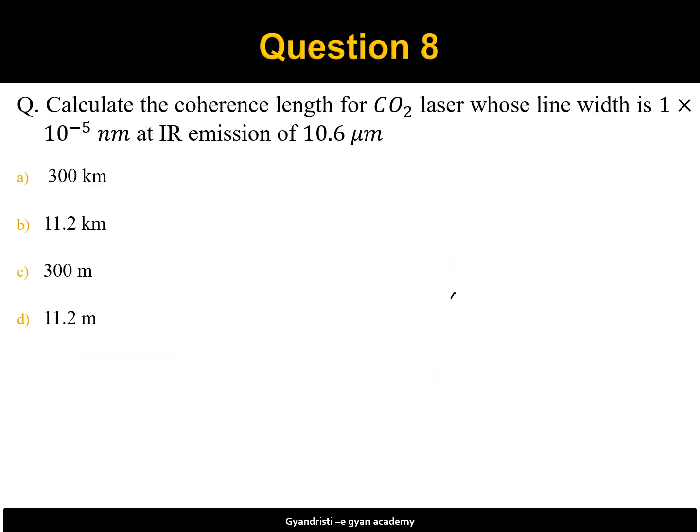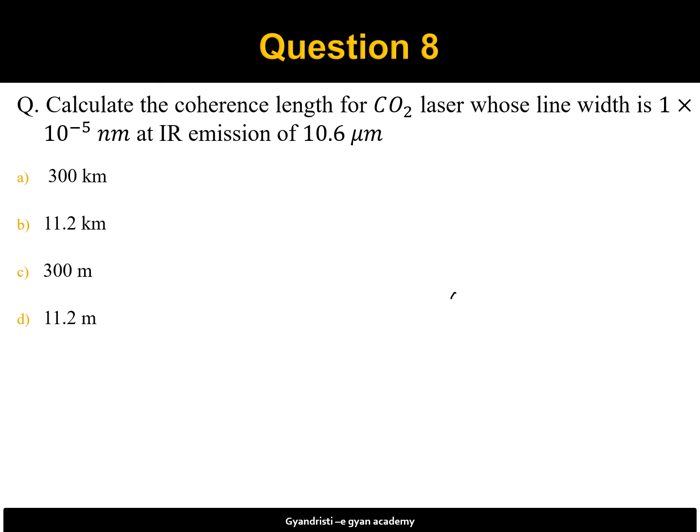Next question is, calculate the coherence length for a CO2 laser whose line width is 1 into 10 to power minus 5 nanometer at infrared emission of 10.6 micrometer. Four options are given. Option A is 300 kilometer, option B is 11.2 kilometer, option C is 300 meter, and option D is 11.2 meter.